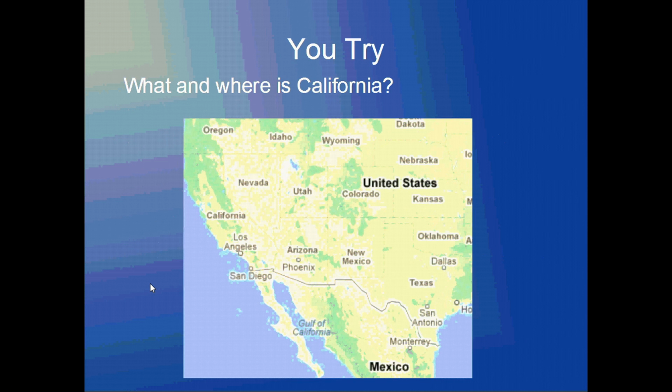It's an incomplete map of the United States, and I want you to answer what and where is California. I need to elaborate on that question. When you're answering what is California, I'm not asking you to think of the history of California. I just want you to say, based on what you see on the map, what would you say that California is? It's an extremely simple question.